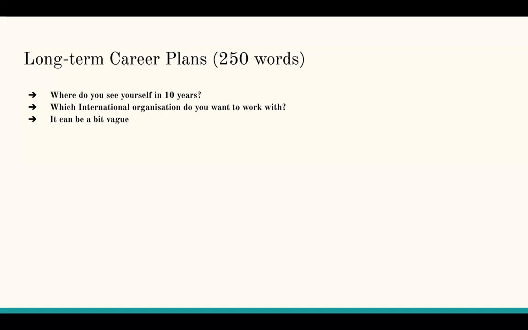This can be a bit vague. It doesn't need to be very, very specific, but make sure you're dropping names and you know what you're aiming for even in 10 years. And it is kind of in line with what you're doing.